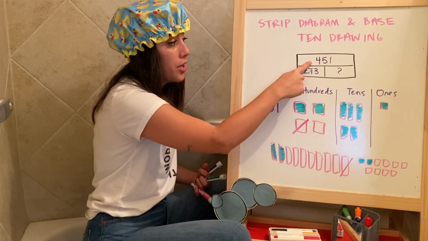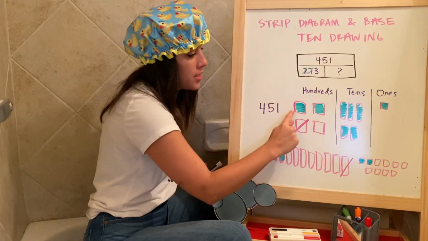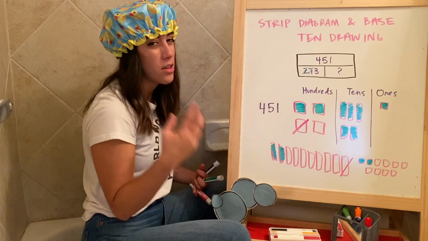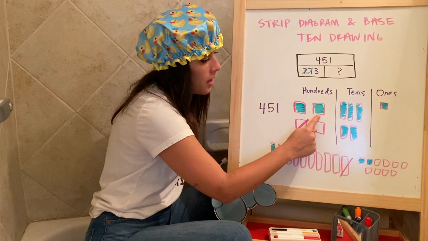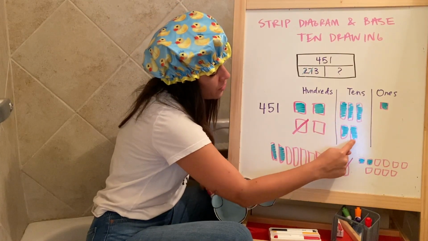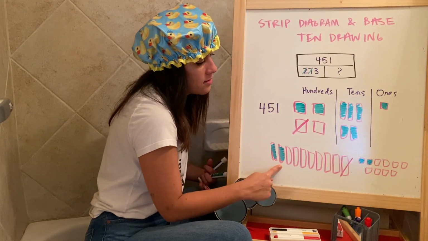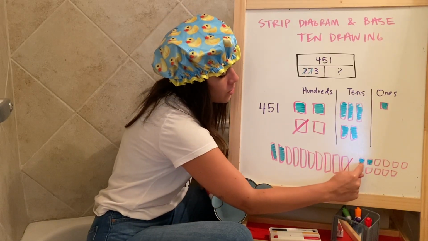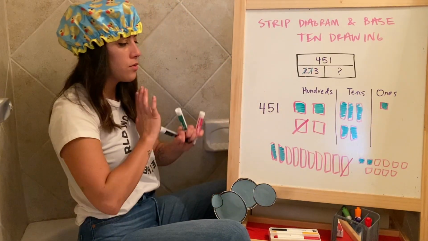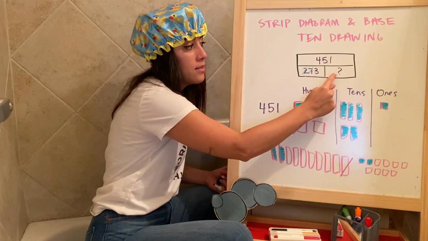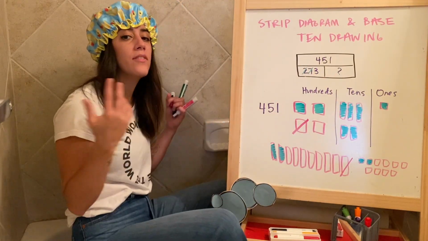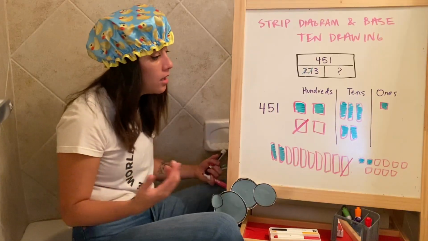I had 451. I've taken away 273. Let me just check before I move on. I have 200, okay, and then 1, 2, 3, 4, 5, 6, 7, 270, and then 3 ones. 1, 2, 3. I have 273 shaded and taken away. What I'm looking for, though, is this missing number. How many do I have left? How many are remaining, right?